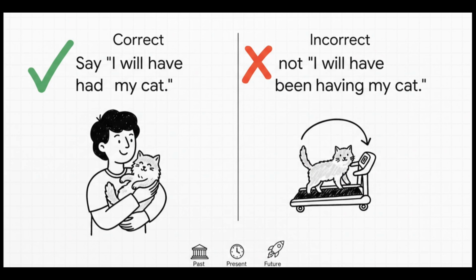And look, here's that rule about state verbs again, like have or own. It pops up in every time frame. Since having a cat is a state, not an ongoing action, you'd use the future perfect, not the future perfect continuous. See? The same rules just keep applying all over our map.